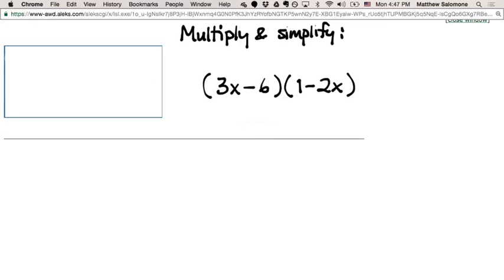So in this problem, you're given a pair of expressions to multiply and then to simplify your answer. And what makes this sometimes a bit of a challenging problem is that both of the expressions that we're multiplying together have two terms in them. They're what we call binomials.